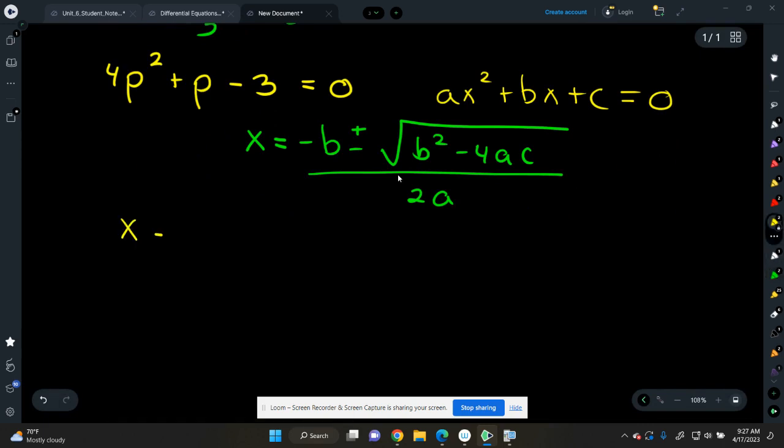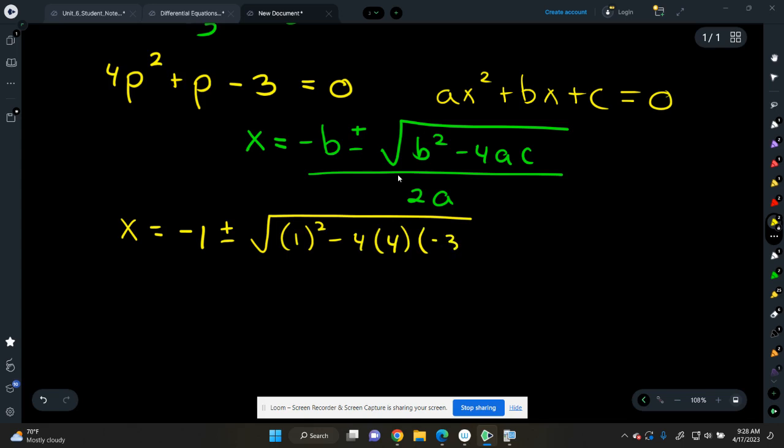Okay, so let's do it. X equals, what's the b in this case? 1, yeah, so that's negative 1 plus or minus the square root of b squared, so that's 1 squared, minus 4 times A, which is 4, times C, which is negative 3, all over 2 times A, which is 4.